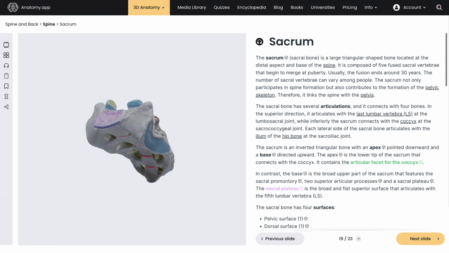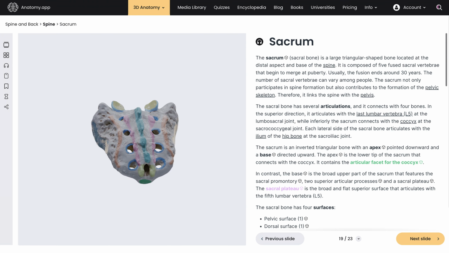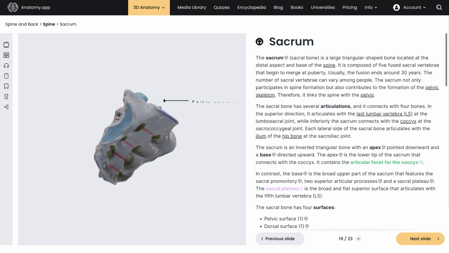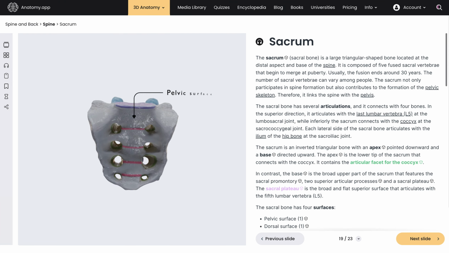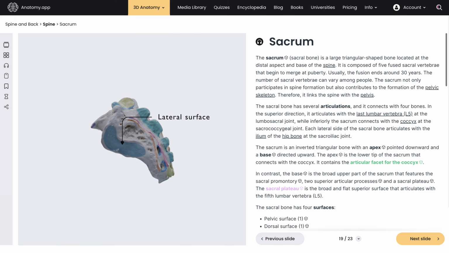The sacrum is a large triangular-shaped bone located at the distal aspect and base of the spine. It is composed of five fused sacral vertebrae that begin to merge at puberty. The sacral bone has four surfaces: pelvic surface, dorsal surface, and lateral surfaces.